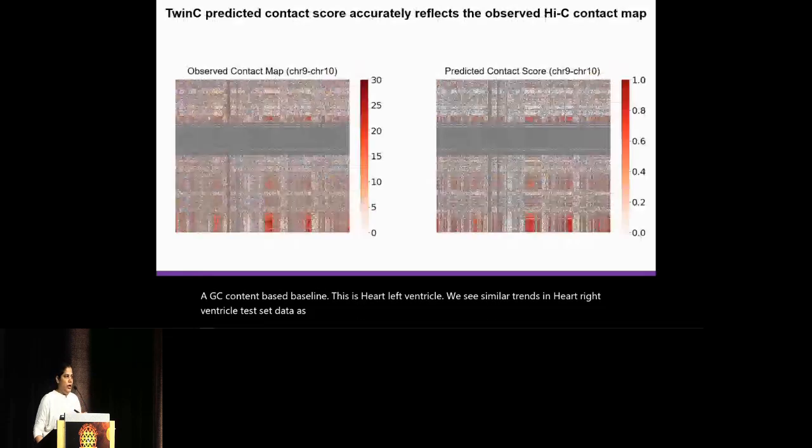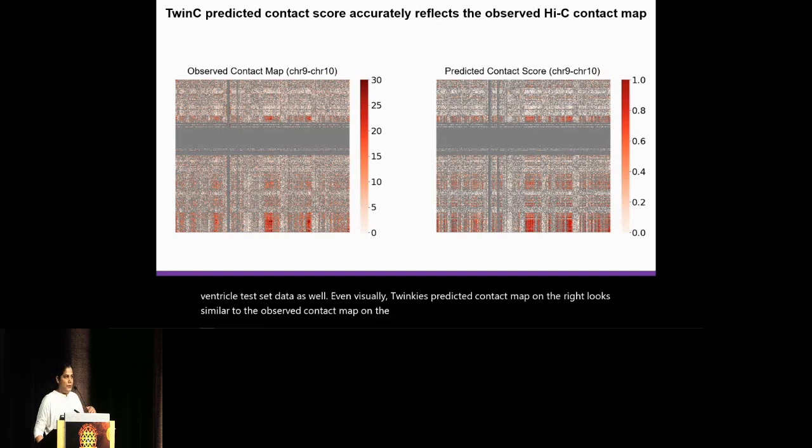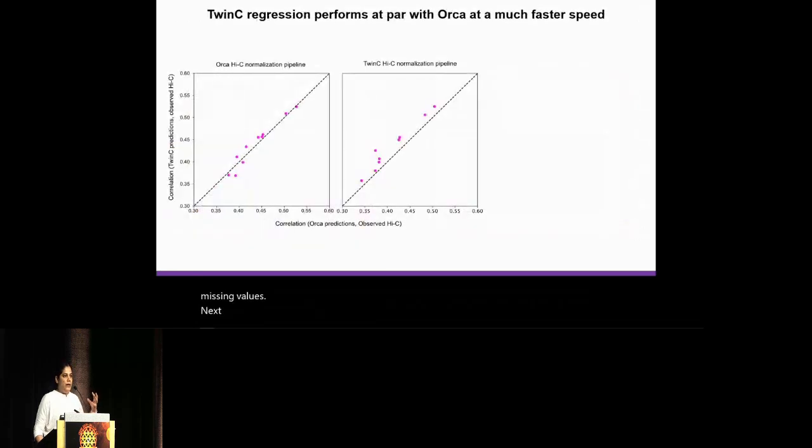Even visually, Twinkie's predicted contact map on the right looks similar to the observed contact map on the left. Gray here represents artifacts as well as missing values. Next, we trained a regression version of our model to compare with the state-of-the-art ORCA model. And here you can see that the two models have similar performance.